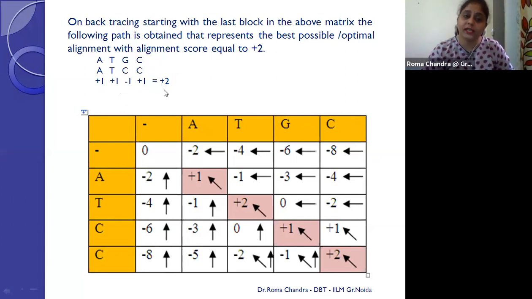And how do we check whether the alignment is correct or not? The +2 value should be there in the last block as well. The same value is there in the last block, thus I conclude that the alignment is correct. And the process which I followed gives the maximum possible similar region. With the sequences ATGC and ATCC, I got this alignment score. Okay, so this is all about the Needleman-Wunsch algorithm.